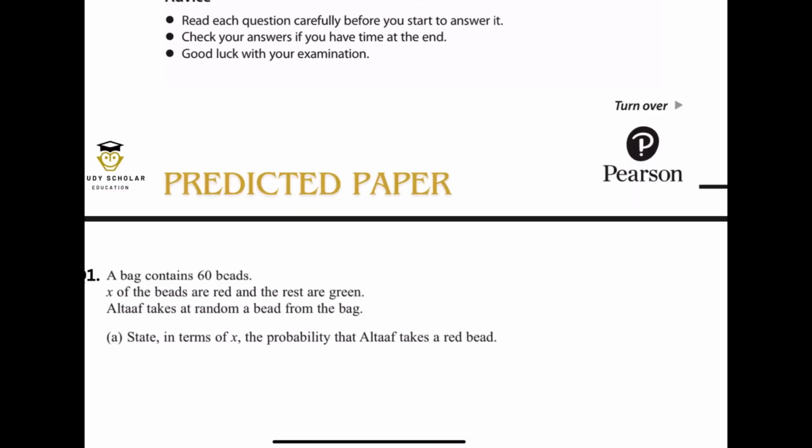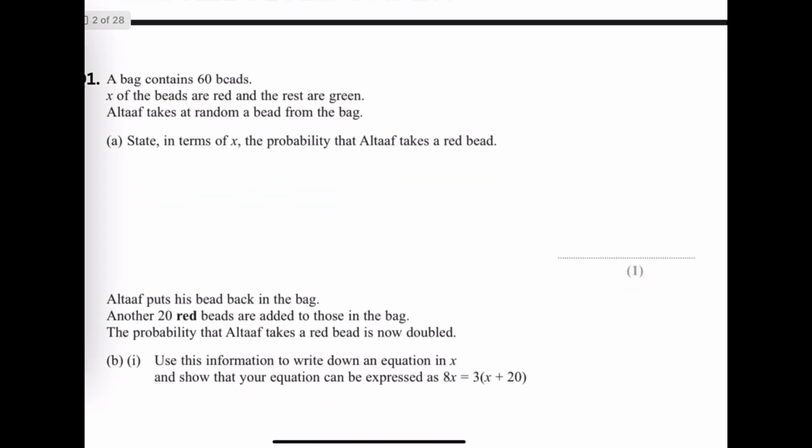So let's get started with question 1, which is a probability question. A bag contains 60 beads and x is the number of beads that are red and the rest are green. Altaf takes a random bead from the bag. State in terms of x the probability that he takes a red bead.